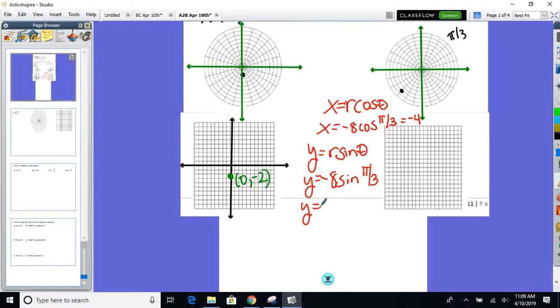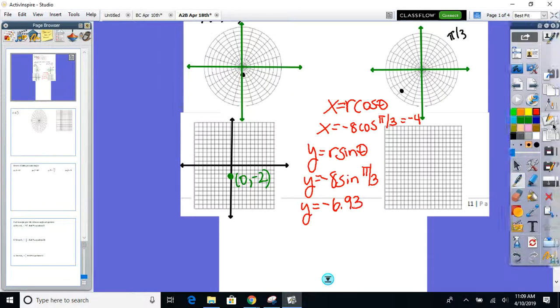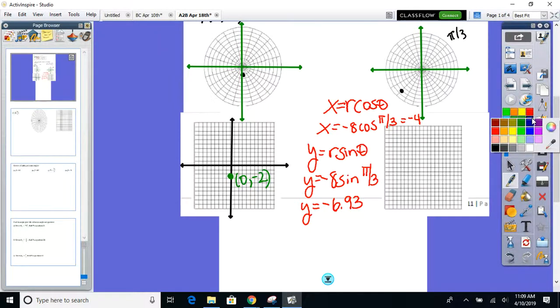All right, nearest hundredth. So what's your y coordinate? -6.9. I have 3. Okay, so this polar coordinate up here converted is -4, comma, -6.93. And then watch this magic.